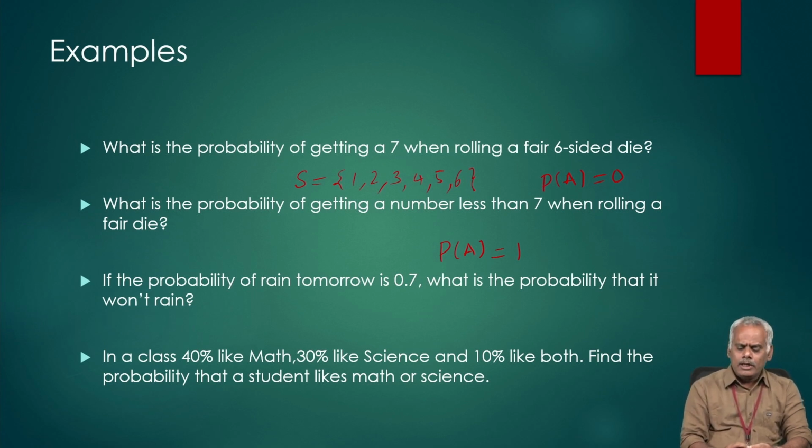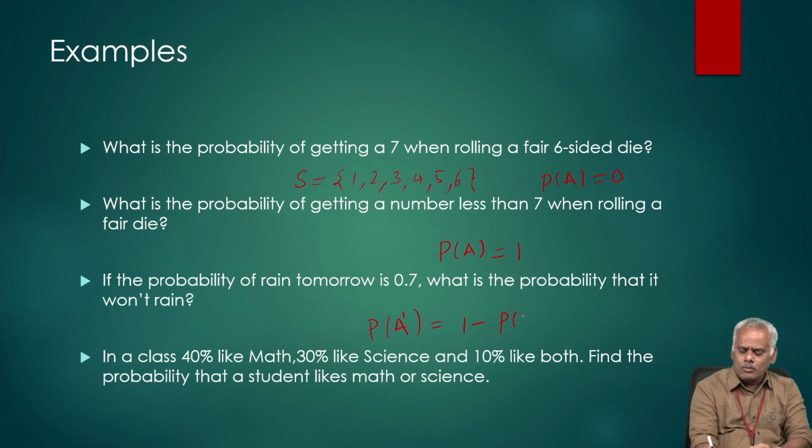Next, if the probability of rain tomorrow is 0.7, what is the probability that it won't rain? That is the complement. And we know that probability of A complement is 1 minus probability of A. Here, given probability of A is 0.7. So 1 minus 0.7 is 0.3.